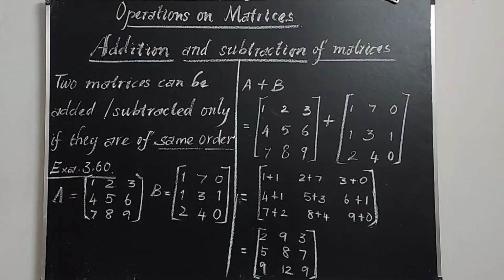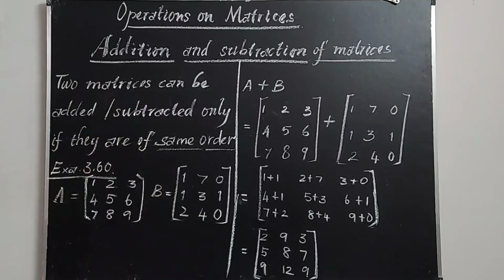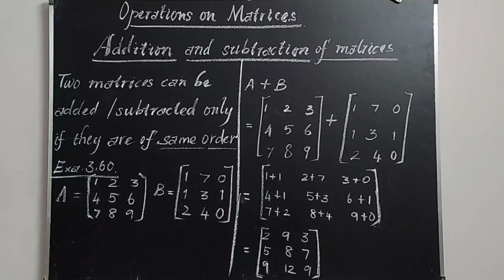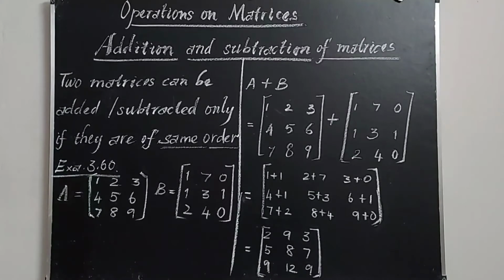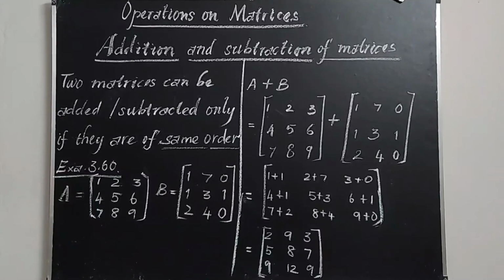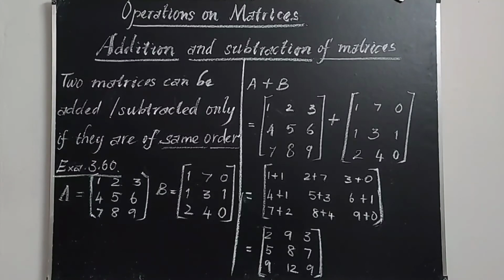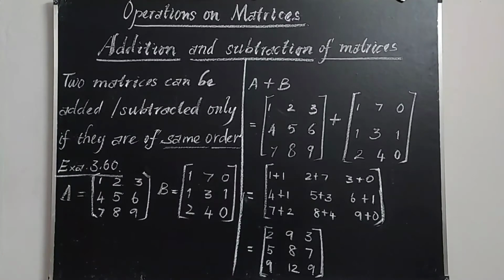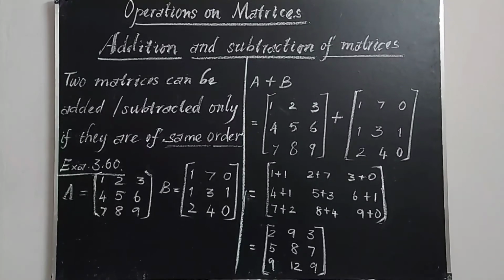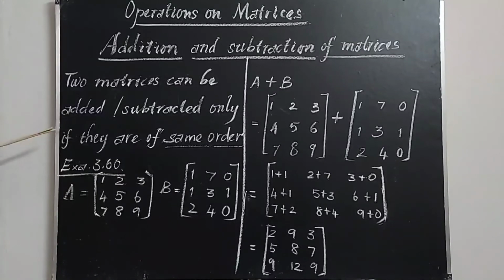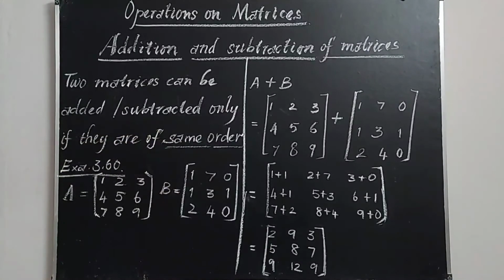Let us see operations on matrices. What are the 4 basic operations in mathematics? Addition, subtraction, multiplication and division. But in matrices we have addition, subtraction and multiplication of matrices. First we are going to learn addition and subtraction of matrices. So what is the condition to add or subtract 2 matrices or more than that? The only condition is that the 2 matrices should be of the same order. So 2 matrices can be added or subtracted only if they are of the same order.